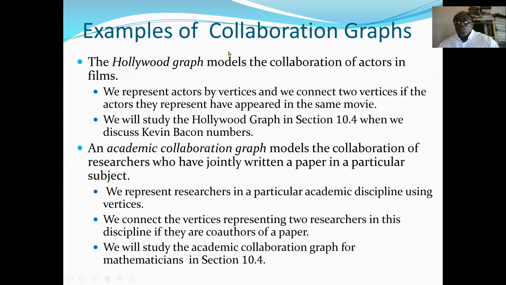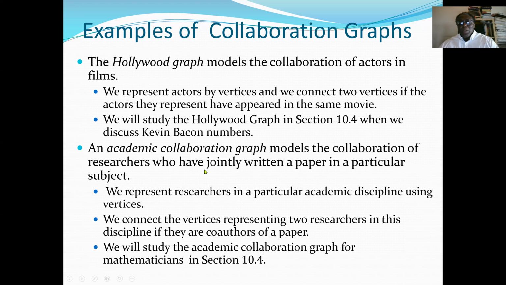As an example of a collaboration graph, we can also use the Hollywood graph model. The Hollywood graph model is the collaboration of actors in films. Here we can represent actors by vertices, and we connect two vertices if the actors they represent have appeared in the same movie. Also, we will study the Hollywood graph in section 10.4 when we discuss Kevin Bacon numbers.